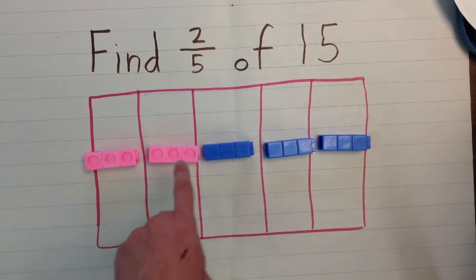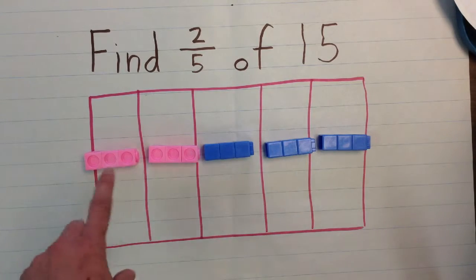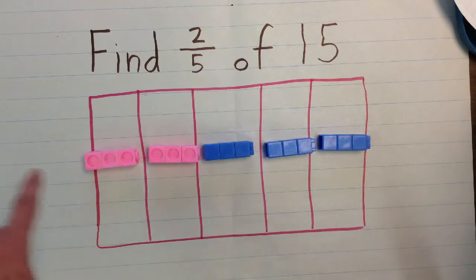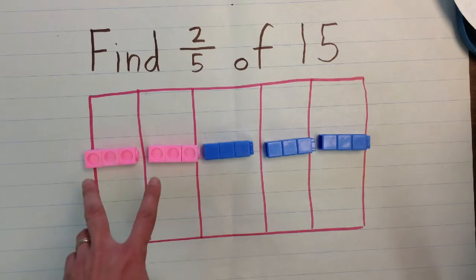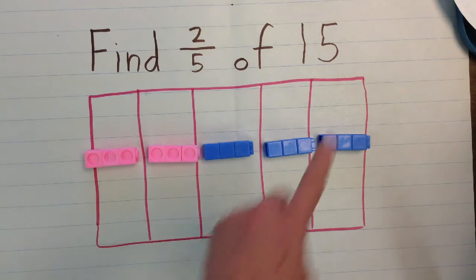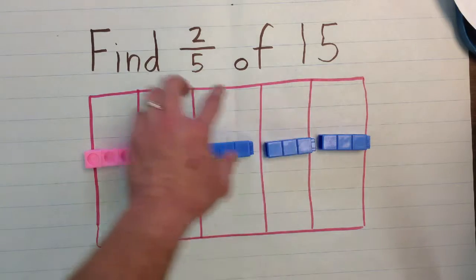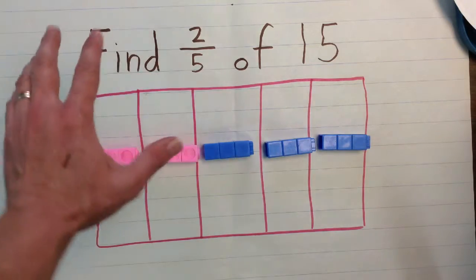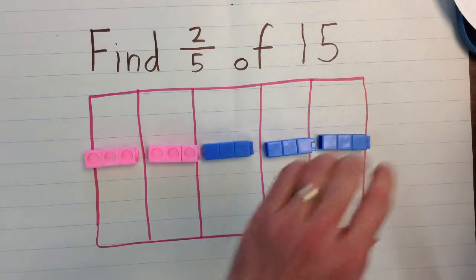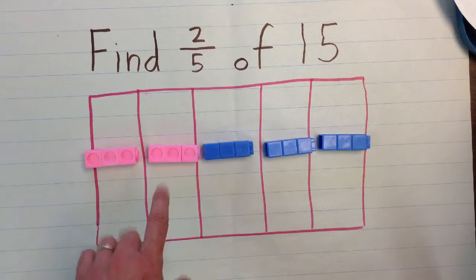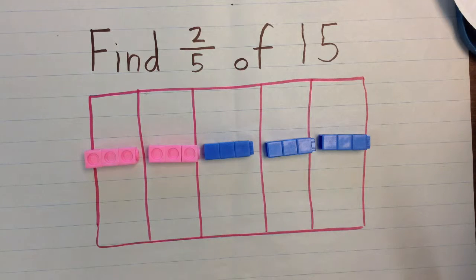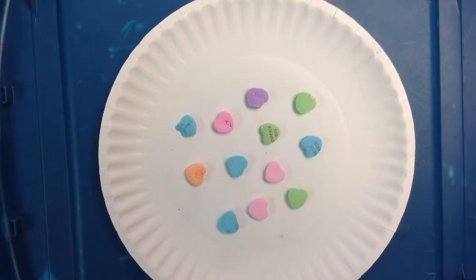See that I have now a strip where there are 5 parts. Each part has 3 blocks in it, and if I count the 2 that are in pink, I have a total of 6 blocks. I took 15, I divided it because the denominator says 5 into 5 even groups or units. I took 2 of those units, which each had 3 blocks, for a total of 6 pink blocks. Alright, your teacher can stop the video.